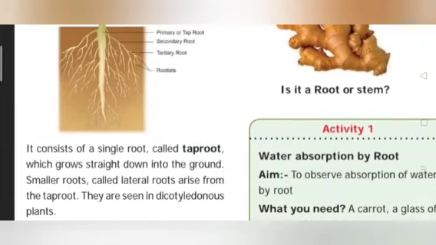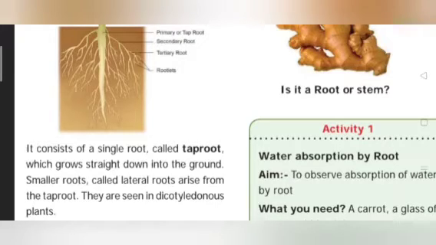So it consists of a single root called taproot. A strong single root will be present in the taproot, which grows straight down into the ground. Smaller roots called lateral roots arise from the taproot. So from the taproot, the small roots are called by the name lateral roots. Lateral roots arise from this taproot.